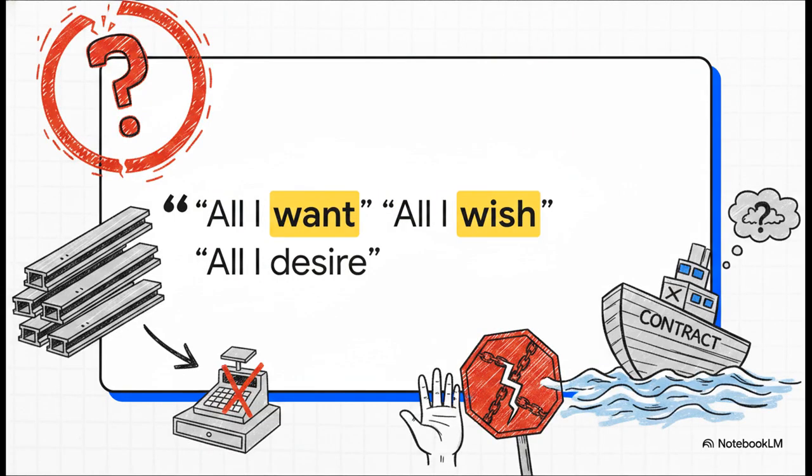Now compare those to these highly ambiguous words, which should be massive red flags for you. They indicate you only have an illusory continuing offer until an actual order is placed. If a buyer says, I'll buy all the steel I want, or all I wish to buy, well, they haven't restricted themselves at all, have they? They can just choose to want zero.